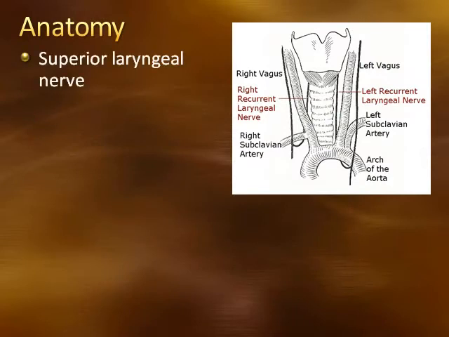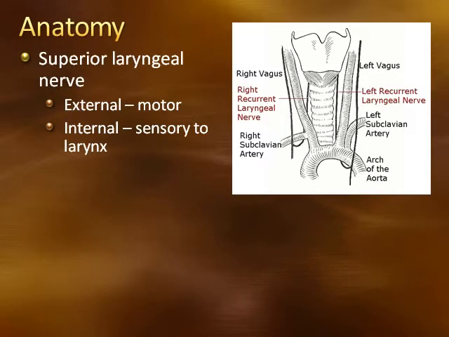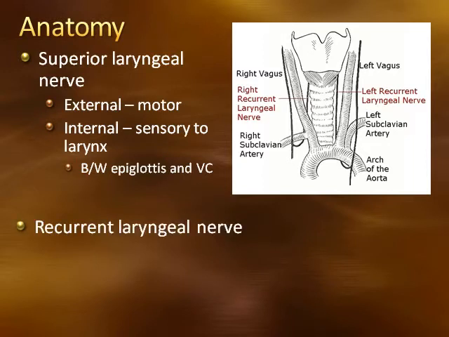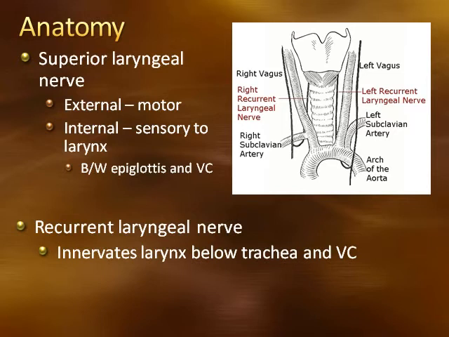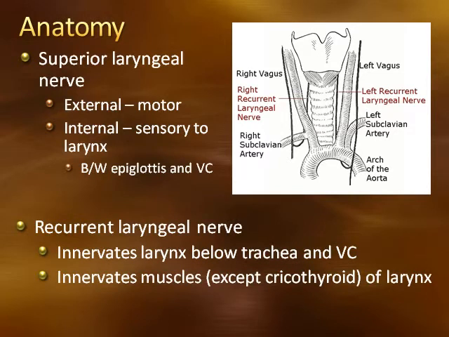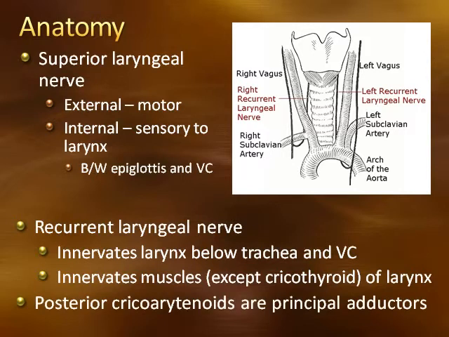The superior laryngeal branch of the vagus divides into an external motor nerve and an internal sensory laryngeal nerve that provides sensory supply to the larynx between the epiglottis and the vocal cords. Another branch of the vagus, the recurrent laryngeal nerve, innervates the larynx below the vocal cords and the trachea. The muscles of the larynx are innervated by the recurrent laryngeal nerve with the exception of the cricothyroid muscle, which is innervated by the external motor laryngeal nerve, a branch of the superior laryngeal nerve. The posterior cricoarytenoid muscles are the principal adductors.